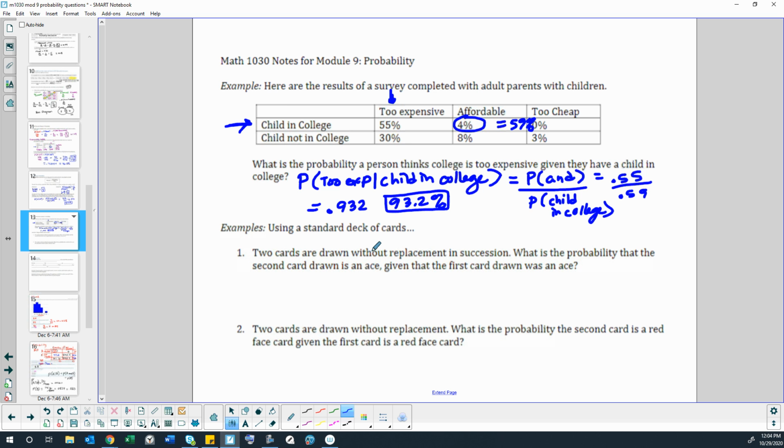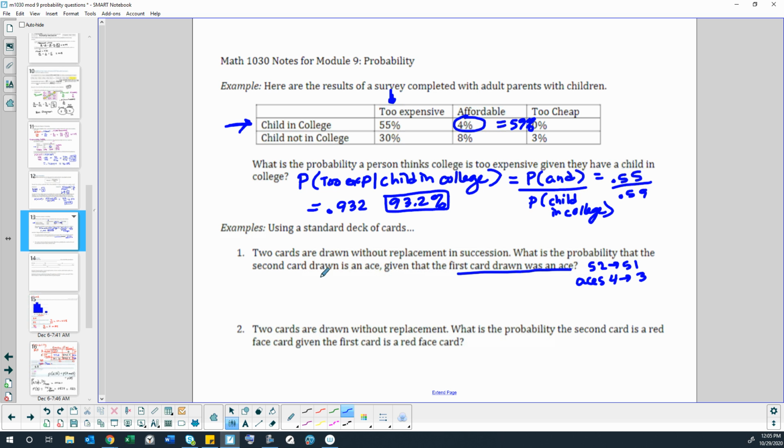Okay, 2 cards are drawn without replacement in succession. What is the probability that the second card drawn is an ace, given that the first card drawn was an ace? So we can do this using the formula, or we can just use our simple probability formula. So if the first card drawn is an ace, that means that our deck of cards goes from 52 cards to only 51 cards, and our number of aces goes from 4 aces to 3 aces.